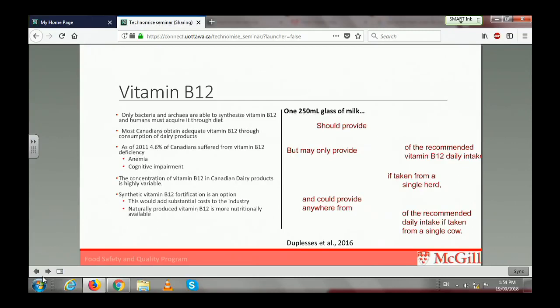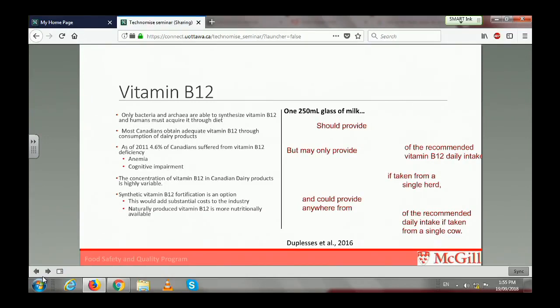That's not true. That's an average. That glass of milk can realistically have anywhere from 16 to 57% of your daily intake. So if you're only getting 16 from that glass of milk, you're not getting enough vitamin B12, and it would be really beneficial to have dairy advertised as a good source of this and a good consistent source of this, but it's just not true right now.